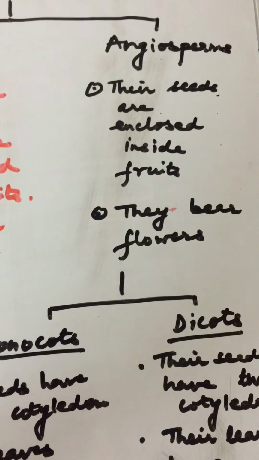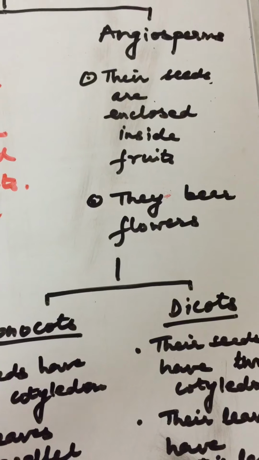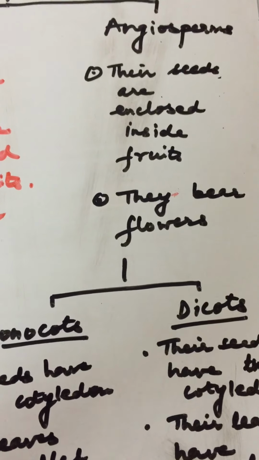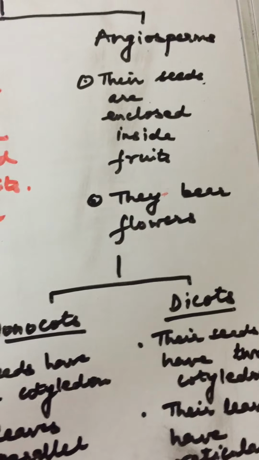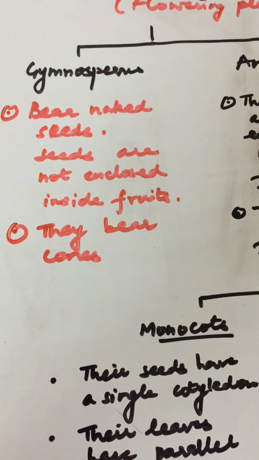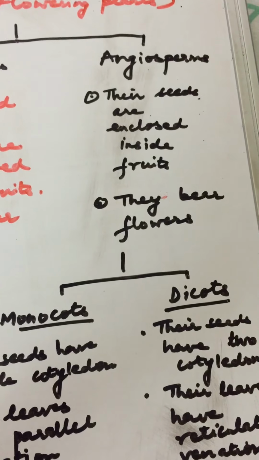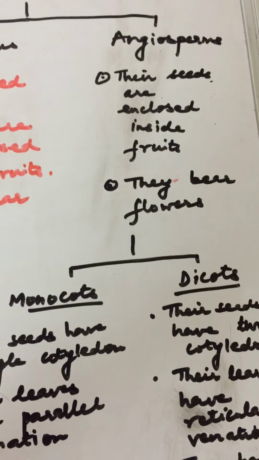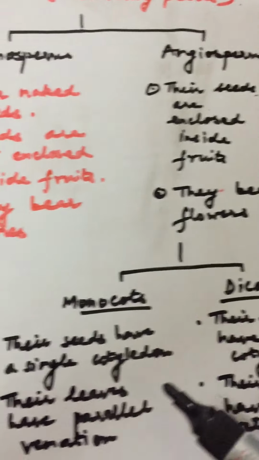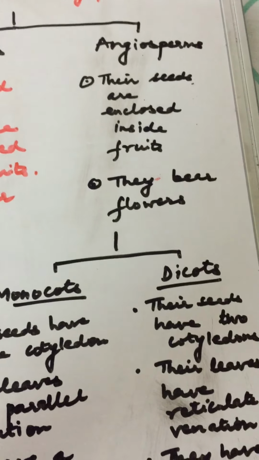Whereas angiosperms, their seeds are enclosed inside the fruits. Most of the plants around us are angiosperms. The fruits that we eat, the seed is contained inside them. Unlike the gymnosperms like pine, fir, spruce, they are all gymnosperms. But most of the trees on plains, not on hill stations, on plains, are angiosperms. And they bear bisexual flowers. These bear cones and angiosperms bear flowers.